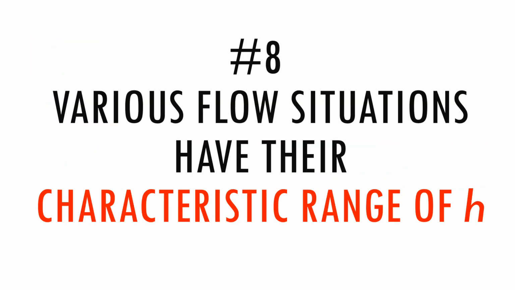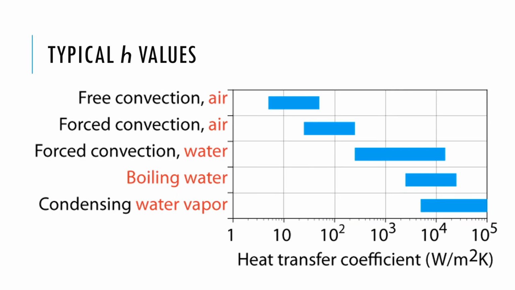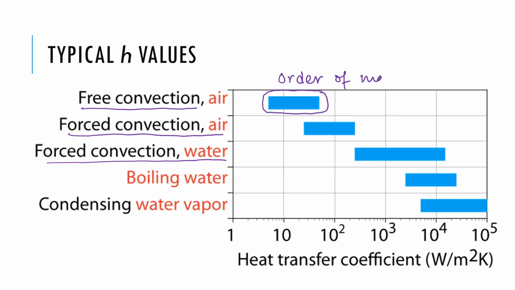Finally, various flow situations or various classes of flow have their characteristic range of H. So here are the typical ranges of H values for various situations, like free convection in air, forced convection in air, forced convection in water, and so on. Now, just because we provide this range doesn't mean we just pick a number from the range, because for each category there is an order of magnitude variation, which means if you just randomly pick a number, you could be off by a factor of 10, which is very, very significant.